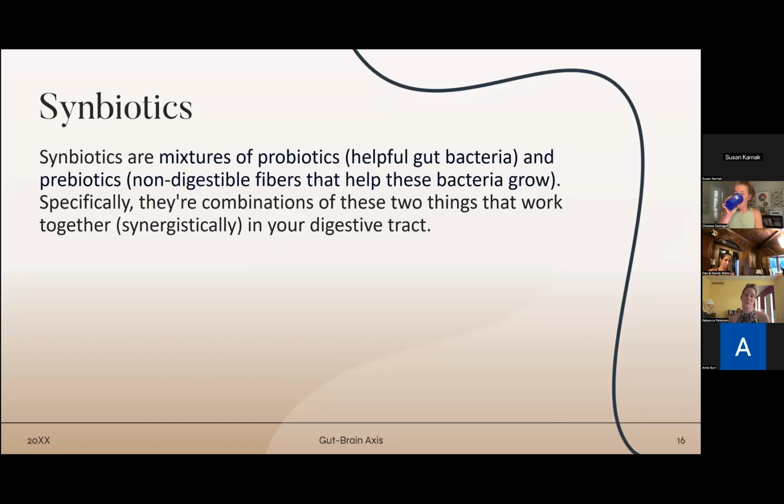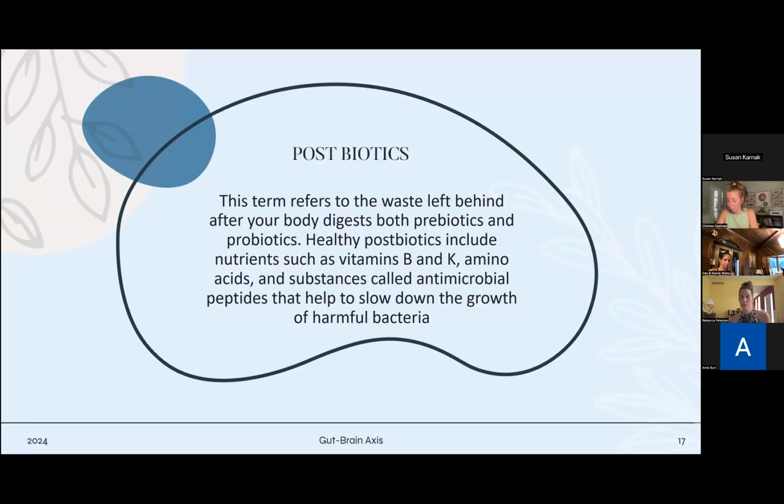And then this just goes over that in different verbiage: mixtures of prebiotics and probiotics, the non-digestible fibers, which is what we know that Slim is. Specifically, they're things that work together to help improve your digestive tract. And then the postbiotics are the waste products left behind after your body digests the pre and probiotics. Healthy postbiotics include vitamin B, vitamin K, amino acids, and antimicrobial peptides that actually help slow down future growth of harmful bacteria as well. So if you didn't know those things about the power of Triplex, you've actually got synbiotics and postbiotics as well. And it's just inherent in the system the way it was built.